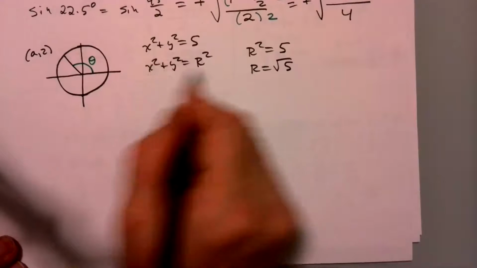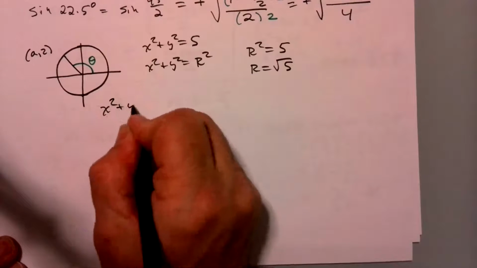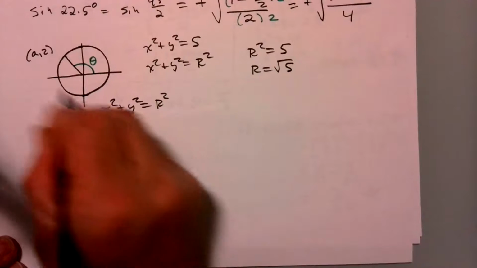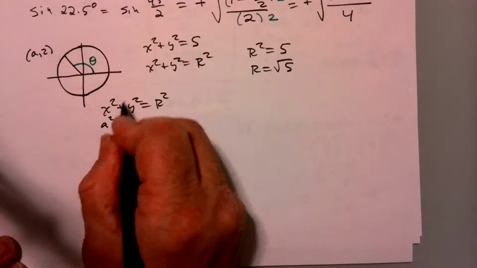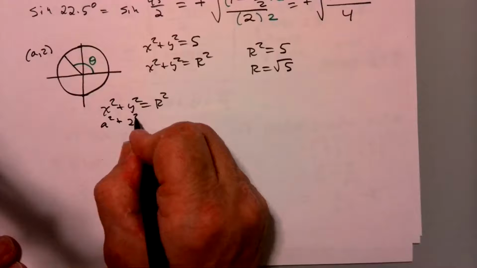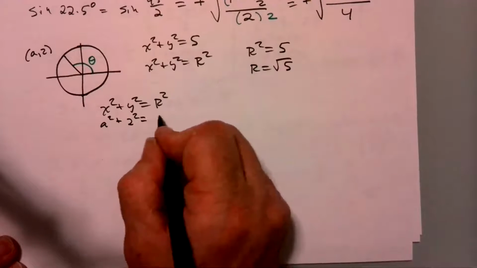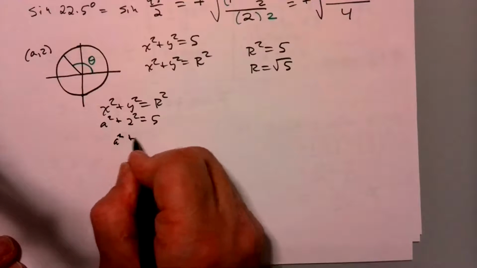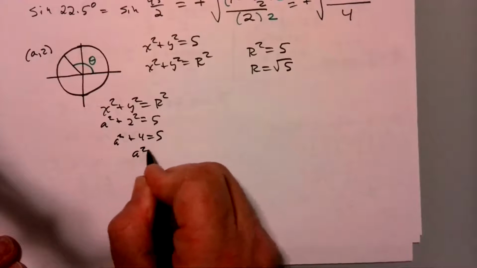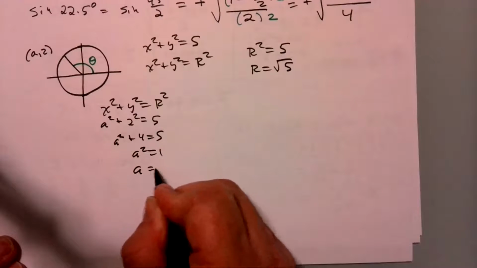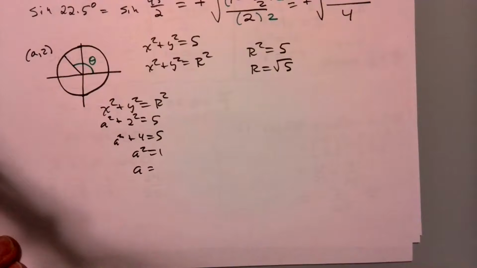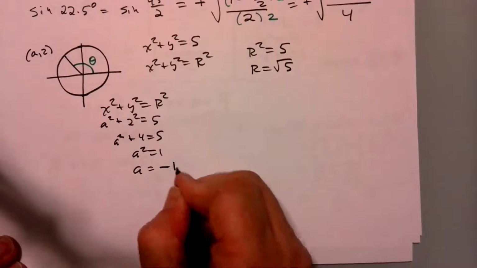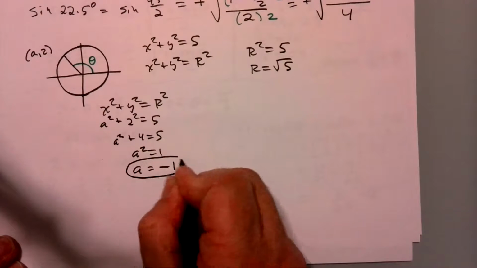Well, we know, again, x squared plus y squared is r squared. The x value here is a, so a squared plus y squared, y is 2, plus 2 squared is r squared, which is 5. So I get a squared plus 4 is 5. I get a squared is 1. I get a is plus or minus 1, but look at where a is. A is in the second quadrant, which makes a equal to -1. Interesting. Okay.